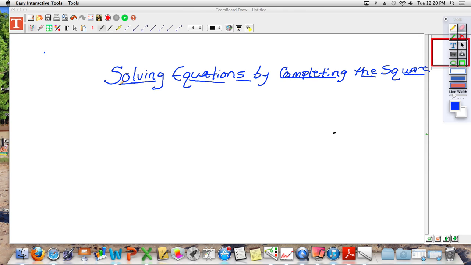Solving equations by completing the square. Same process that we already use, and I'm going to show you how to do this by showing you some examples. So example number 1. Let's do this. What I would like you to do is solve this equation. Now, when I say solve an equation, what you're really doing is finding the zeros. That's what it means to solve an equation.